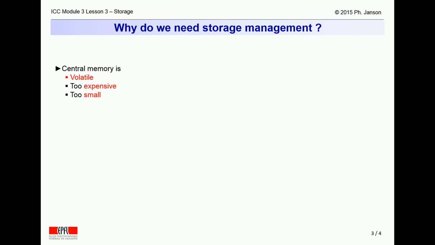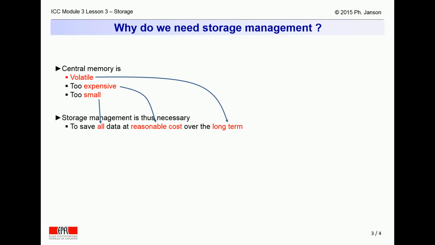Before talking about management of the storage system, it is useful to review why such a storage system is needed. Remember that memory, whether on-chip, cache, or off-chip, is volatile, meaning it forgets everything as soon as power is turned off. It is expensive in terms of cost per megabyte or gigabyte, and therefore it is of limited size necessarily. A storage system is therefore essential to be able to, number one, save huge amounts of all existing data, number two, at a reasonable cost, and number three, over the very long, possibly infinite term.